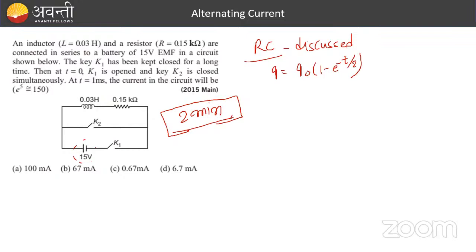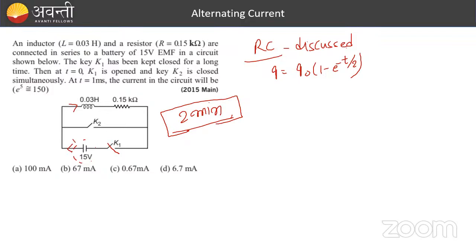Then similarly, this is a LR circuit. जैसे if you are closing the key, चलो मैं hint देती हूँ. If you are closing at t equal to 0, K1 is open. The key K1 has been kept closed for a long time. And if we are closing it, what will happen? Current will flow like this, and that will charge the inductor. Here, charging of inductor is happening.